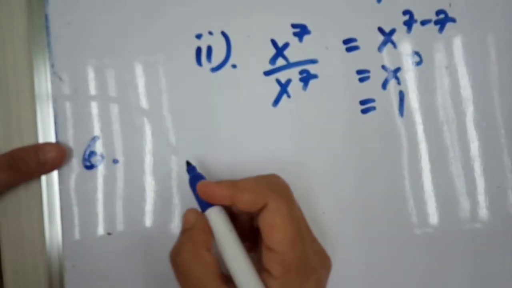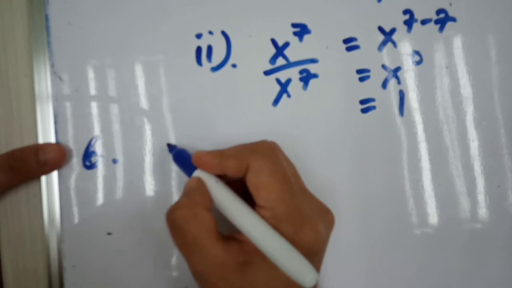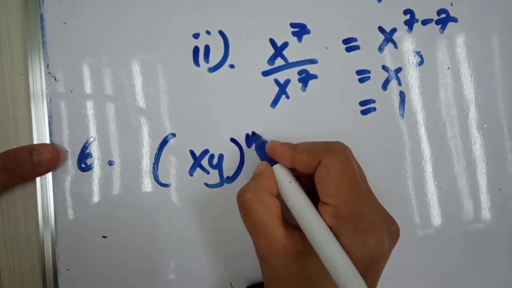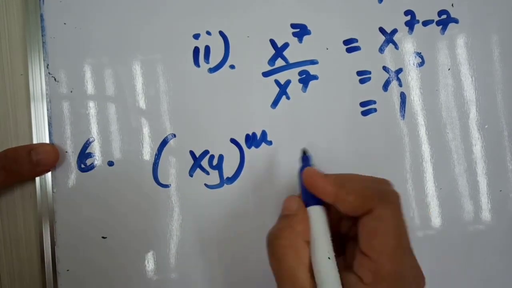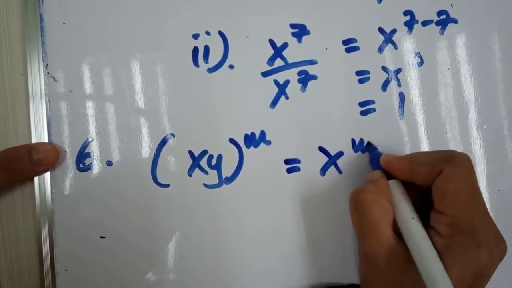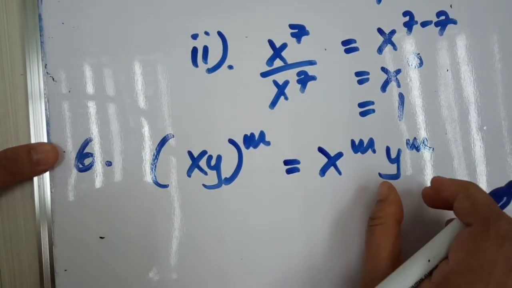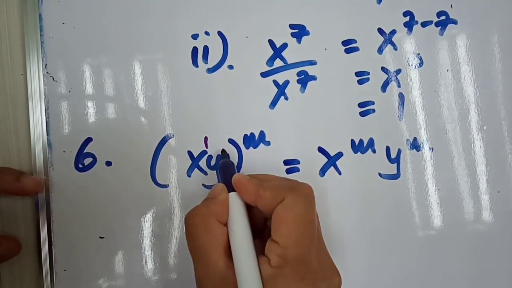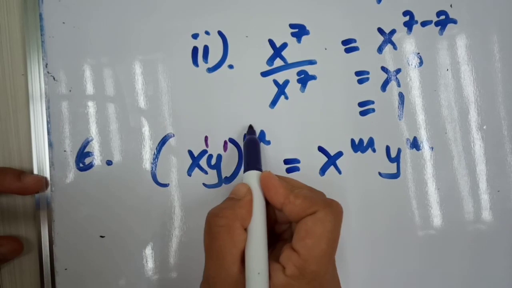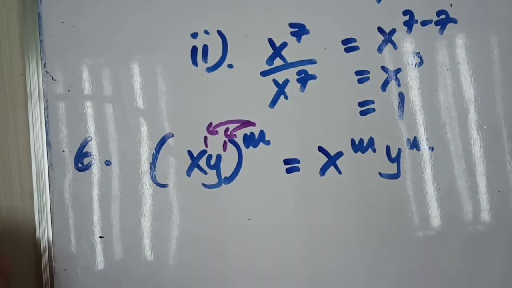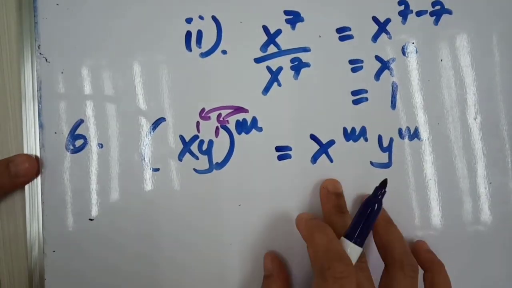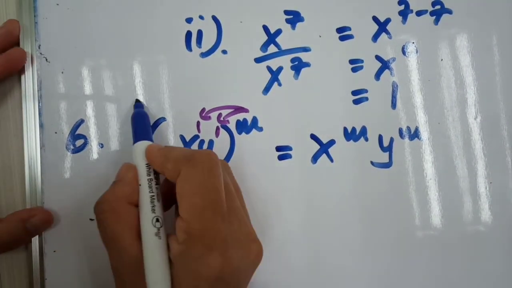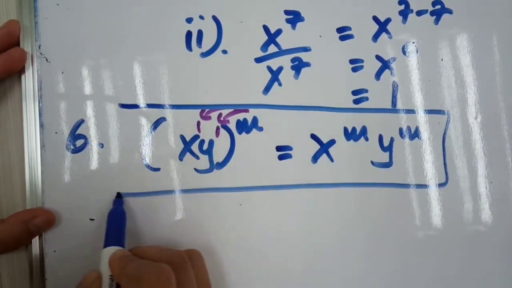The sixth one, the last one, is when you have xy and then we have m outside, so it will be x power of m, y power of m. You will consider that x has power of 1, y has power of 1. So you have to multiply both, and you will get the result x power of m, y power of m. Okay, so this is law number 6.